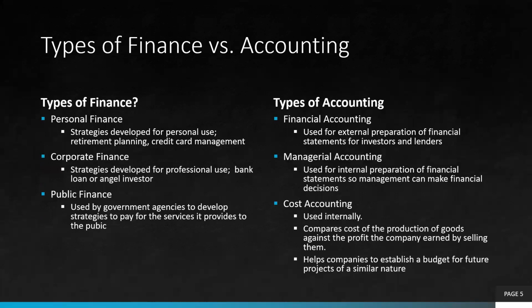There are different types of finance and accounting. This is just a tidbit of the different types of finance and accounting. You have personal finance, and this is when you develop strategies for your own personal use. You want to set up a schedule for yourself for retirement planning or paying off your credit cards. In corporate finance, these are strategies developed for professional use. Should we get bank loans? Should we use an angel investor? So that's looking at financial statements from the corporate level.